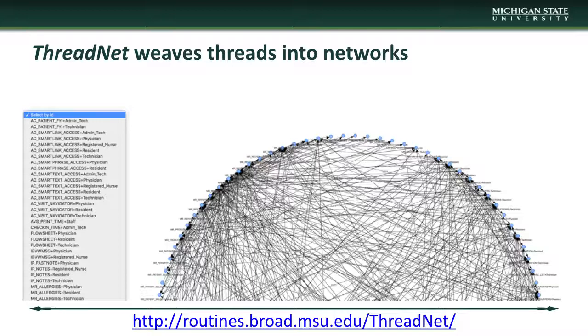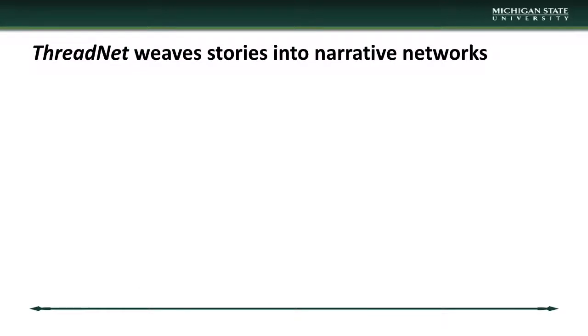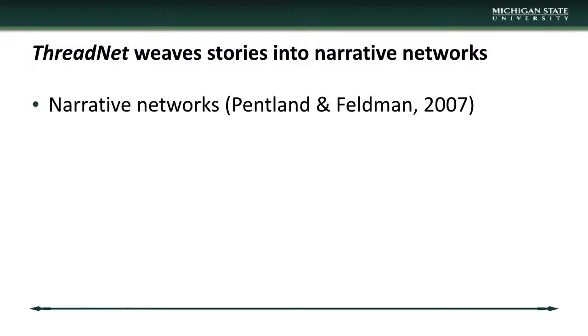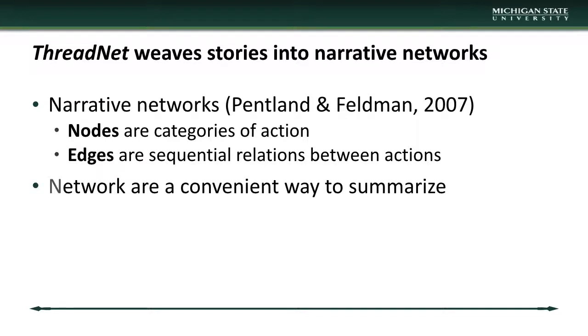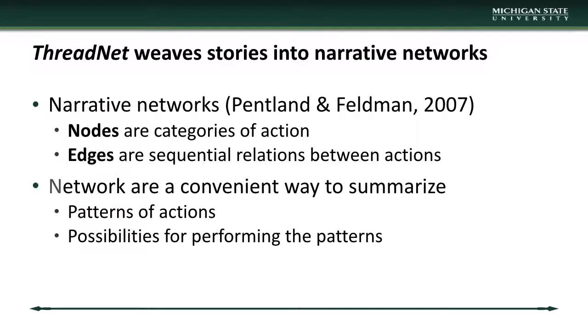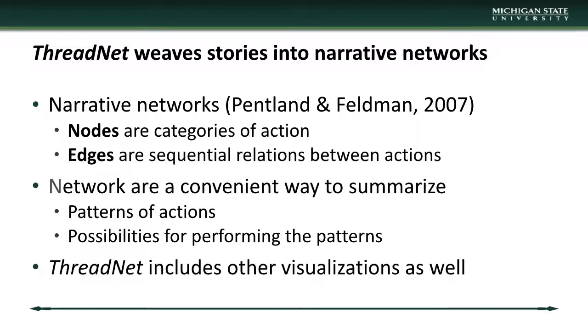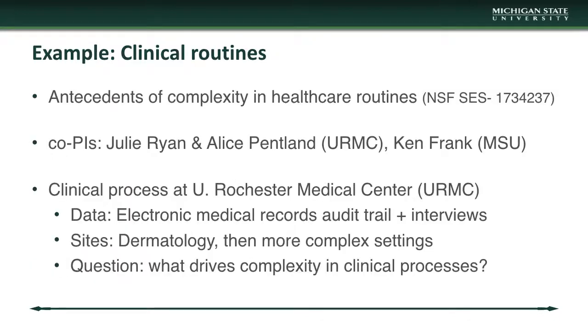That's the concept of it. And in more theoretical terms, it weaves stories into narrative networks. So this narrative network idea is unlike a social network because the nodes are categories of action. They're not people or organizations. And the edges are the sequential relations between those actions. And what's cool about it is that a narrative network is a convenient way to summarize a pattern of action and also the possibilities for performing the patterns. So ThreadNet includes other kinds of visualizations as well, but this network idea is the thing we want to focus on now. So let me give you an example.